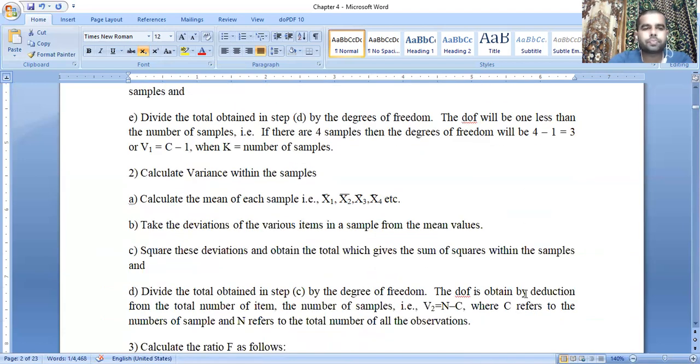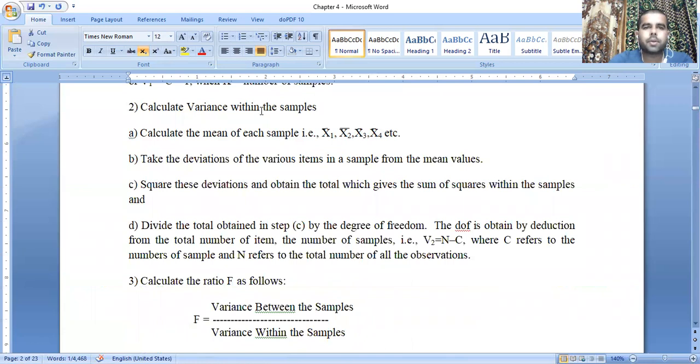Next, calculate the variance within the samples. This procedure is a little bit like the variance between the samples. Calculate the mean of each sample, that is x bar 1, x bar 2, x bar 3, x bar 4, etc. If the sample size increases, then you can add x bar 5, x bar 6, x bar 7 based on the given problem. Take the deviations of the various items in each sample from the mean values. Again, square these deviations and obtain the total, which gives the sum of squares within the samples.